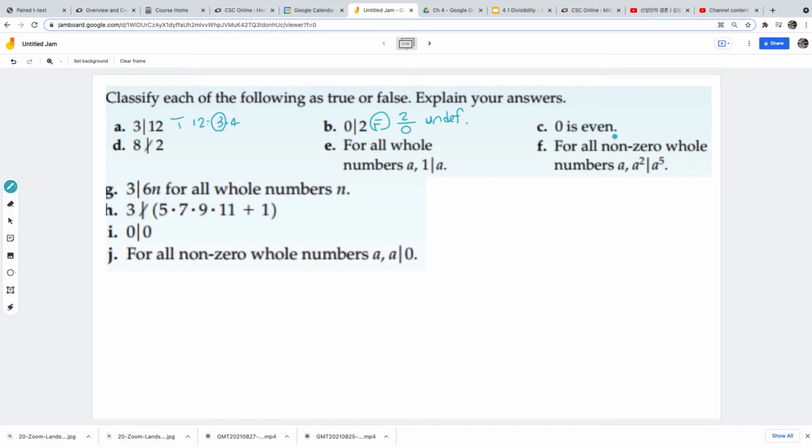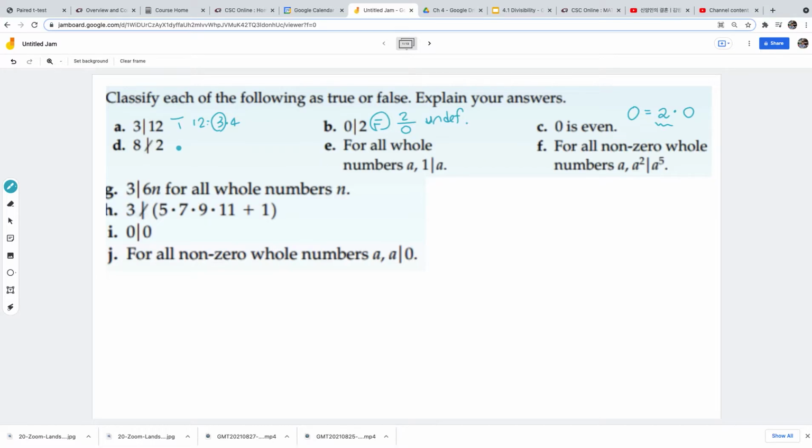Okay, how about this? 0 is even. Is 0 even? If it is even, it's always divisible by 2. So let's see if 0 is even. Can we have 0 equal to 2 times something? 2 times 0 makes 0. Yes, so we can say that 0 is even because it is divisible by 2.